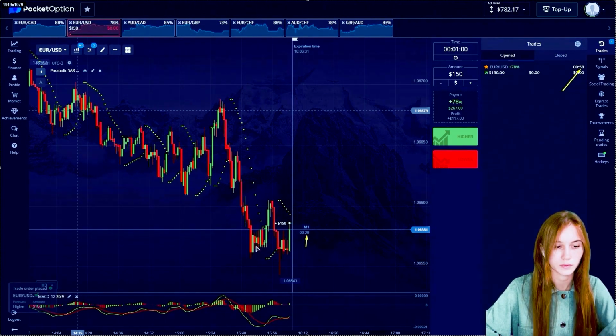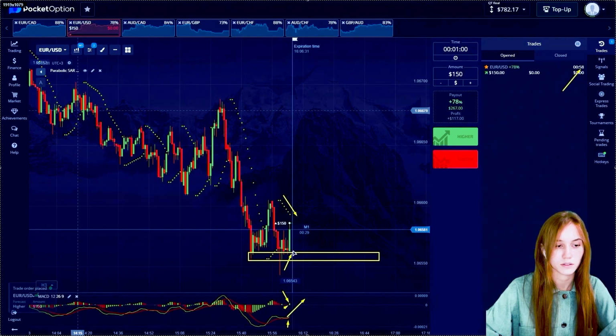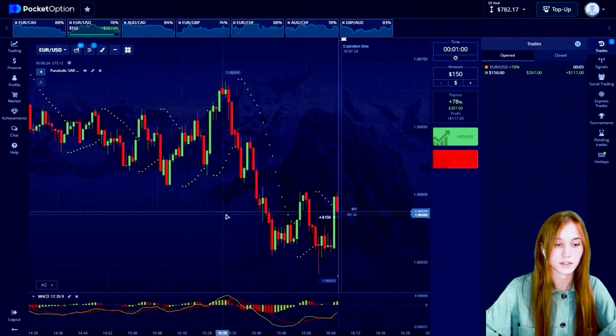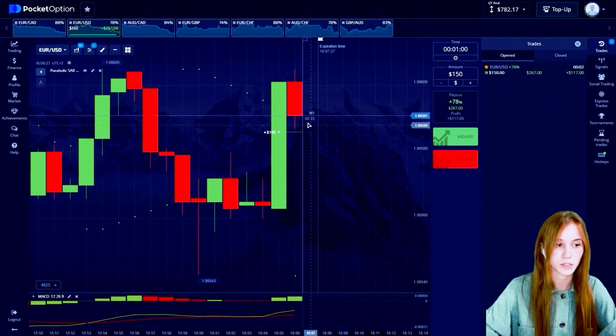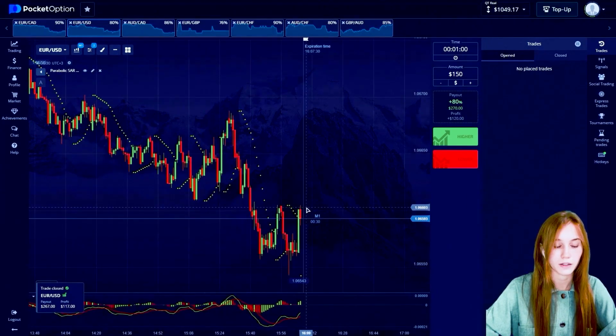So let's see our candles. By parabolic we see decreasing trend, but by MACD we see that the green line is going up and the red bar is lower. Also we see increasing trend. 4 seconds left. Zoom it. Yeah. Our deal goes into plus.